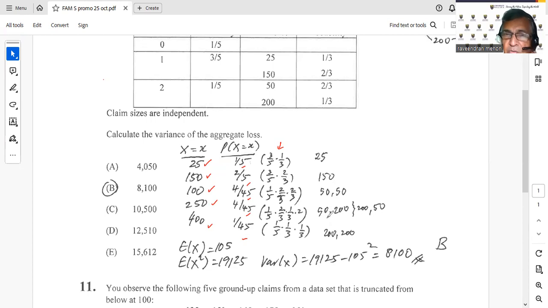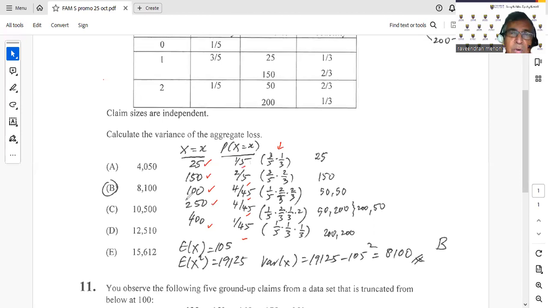Because there are two claims, you can have 50 and 200 or 250. That's why you have multiplied by 2 here. Or you can have 200 and 200. So the same thing that I said on the tree diagram, I have just written here in the form of numbers, for you to easily catch on.